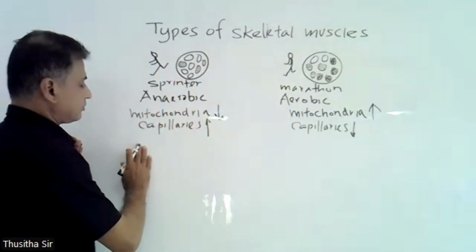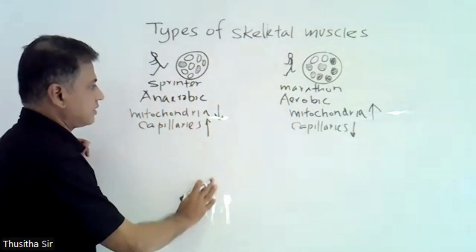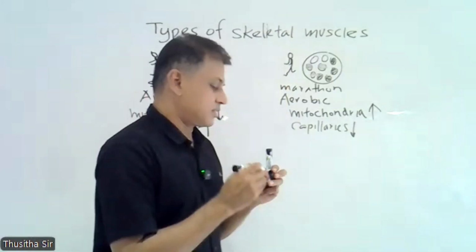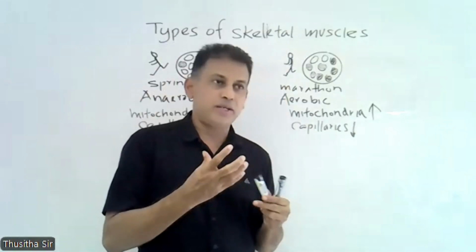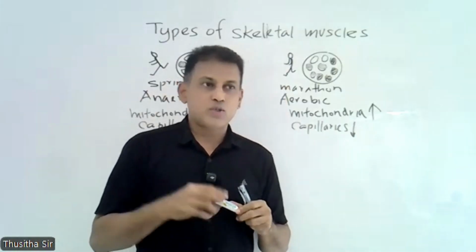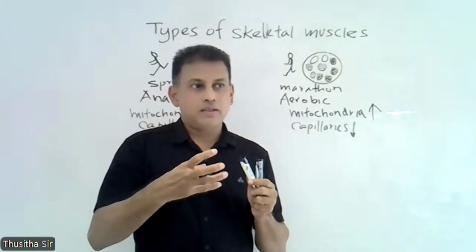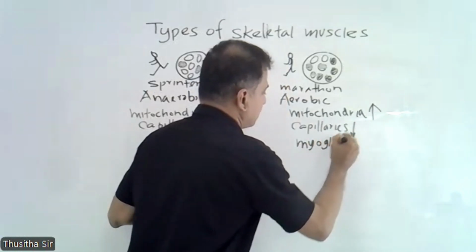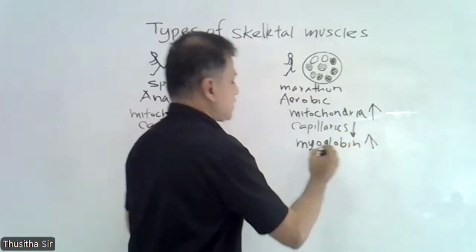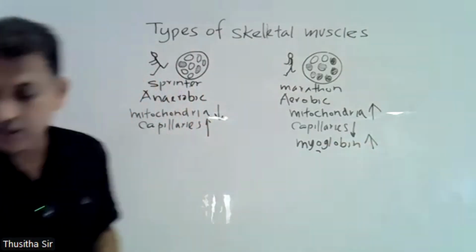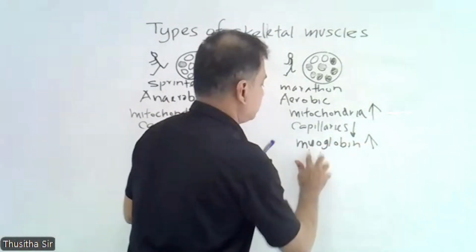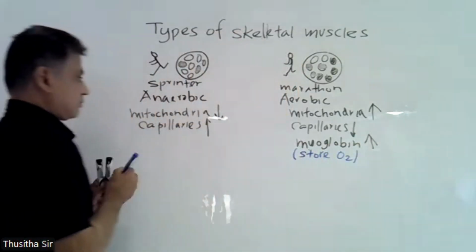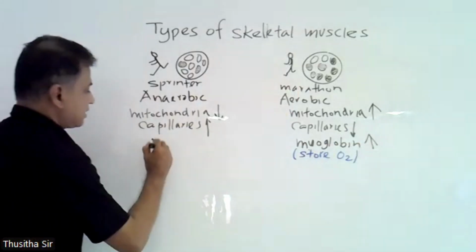So next one, there is another protein like hemoglobin called myoglobin. So myoglobin can store oxygen. The myoglobin level is high because they can store oxygen. Just write it. Myoglobin stores oxygen. So here myoglobin is less.